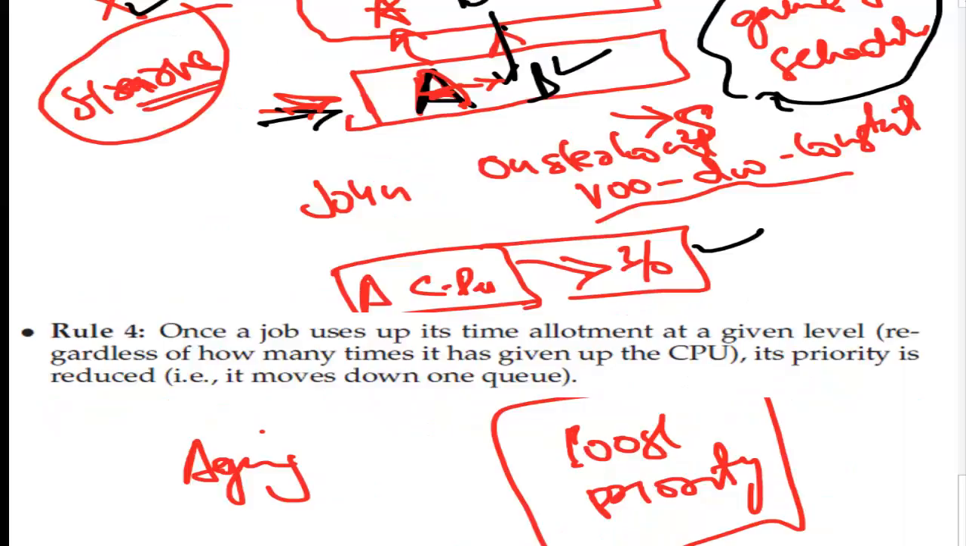So we're going to have a rule 4. Once a job uses up its time allotment at a given level, regardless of how many times it has given up the CPU, its priority is reduced. That moves down one queue. Okay, so both our problems, starvation as well as gaming the scheduler, are solved.